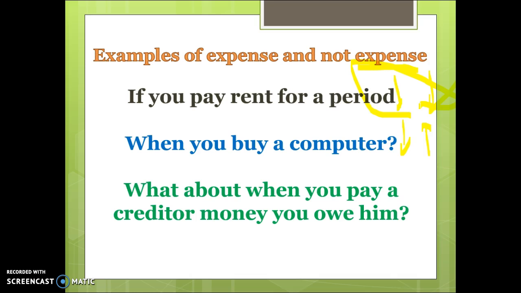When you pay money back to a creditor, again your asset cash would go down, but on the other side of the balance sheet, the liability creditor would also go down. So assets and liabilities would be equal, so owner's equity doesn't change, therefore it's not an example of an expense.